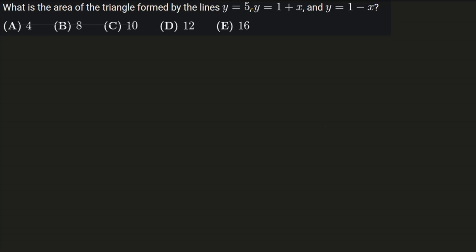Let's look at this problem. What is the area of the triangle formed by the lines y equals 5, y equals 1 plus x, and y equals 1 minus x?